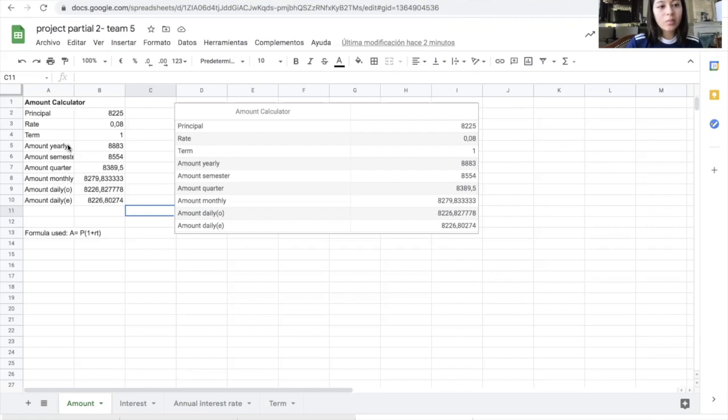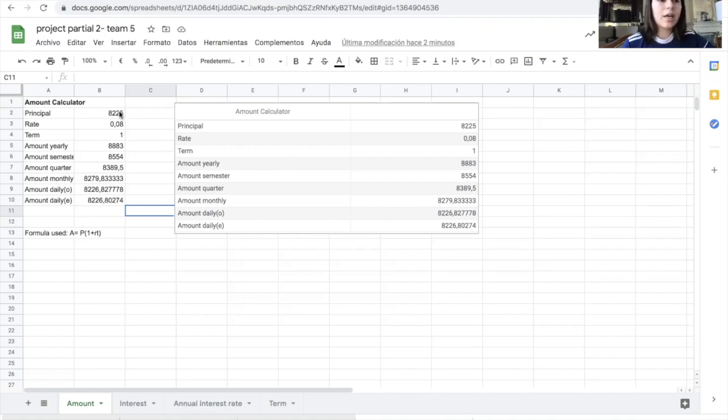So here we have the different bases. It could be yearly, semestral, quarterly, monthly, daily. And we have two dailies because one is the ordinary method, which is taking 360 days only. And then we have the E, which stands for exact, which is taking the 365 days of the year.